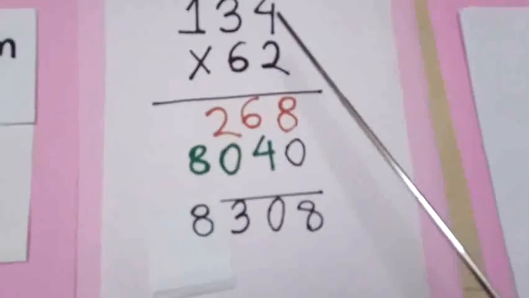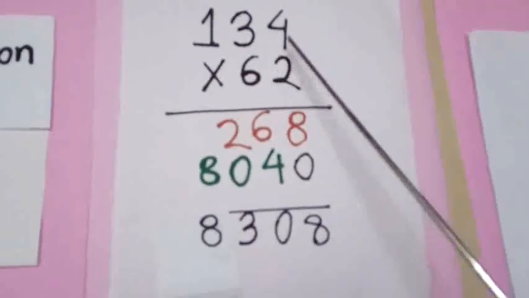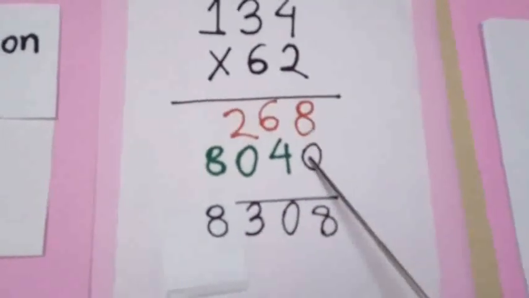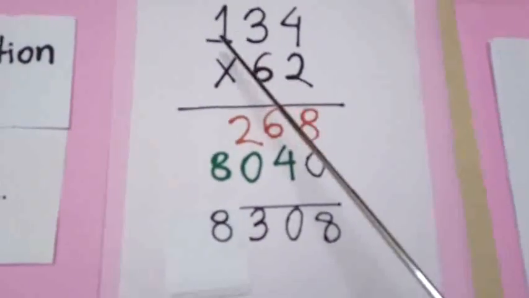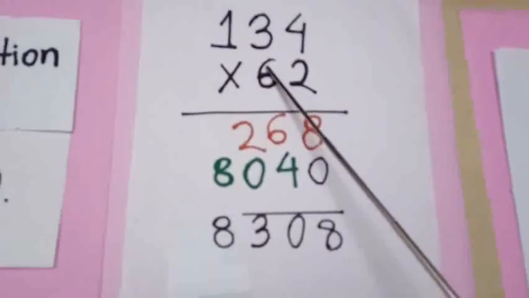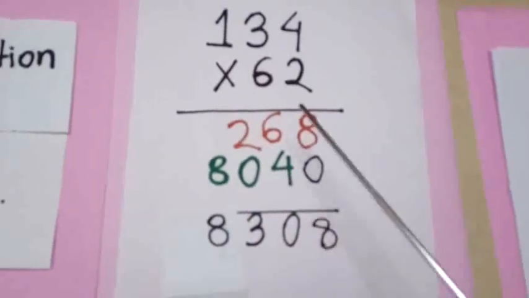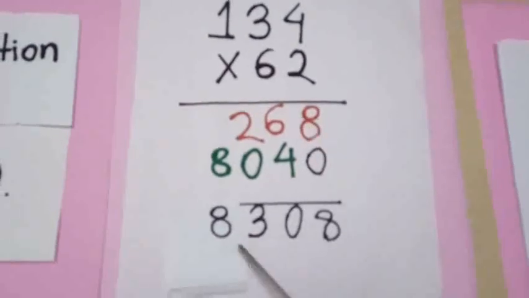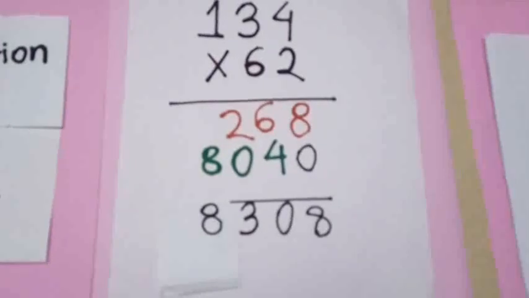I am explaining again. 134 multiplied by 2 is 268. 0 for the tens position. 134 multiplied by 6, answer is 804. Then add these two numbers. Answer is 8308.